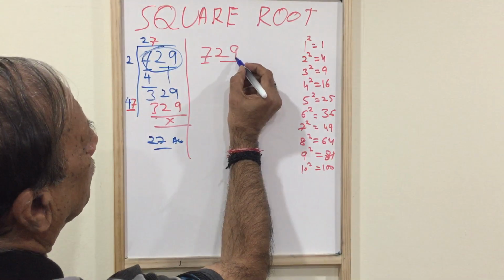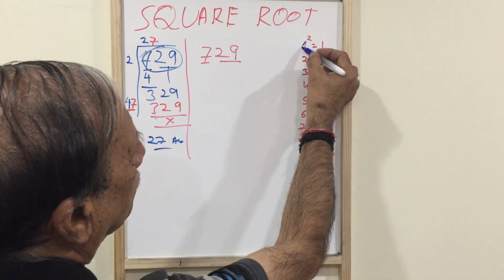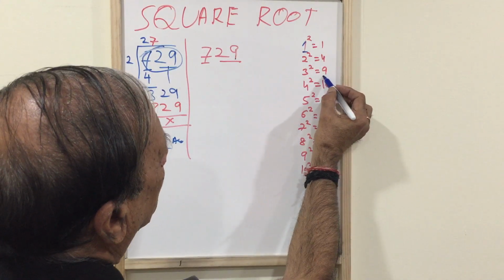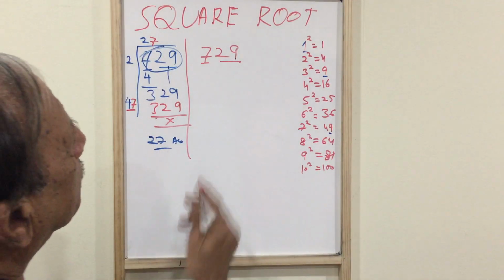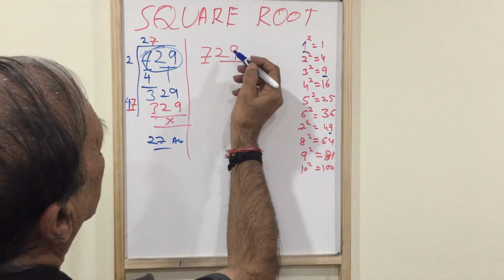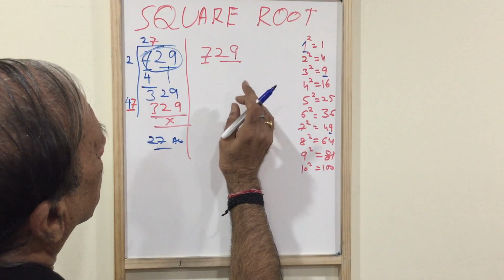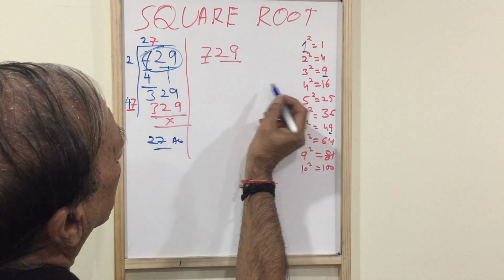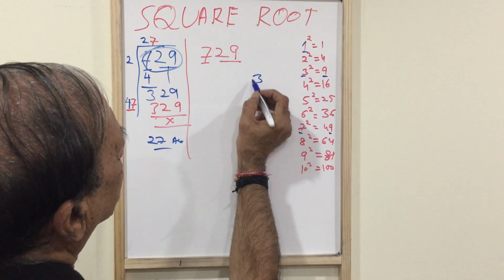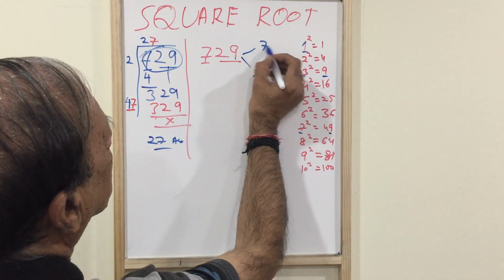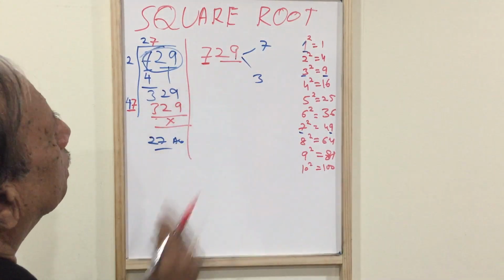The last digit is 9. So, among squares from 1 to 10, 9 comes from 3 squared and from 7 squared. In that case, we can say the unit digit of the answer should be either 3 or 7. One is 3, another is 7.